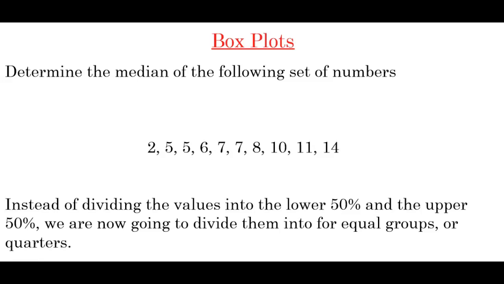Then the median is going to be between the 5th and the 6th number in our set. So 1, 2, 3, 4, 5, 6. So right in between those two numbers. That will be our median. And the average of 7 and 7 will be 7. So the median of this data set is 7.